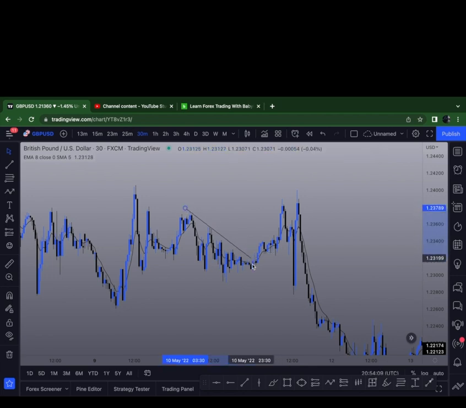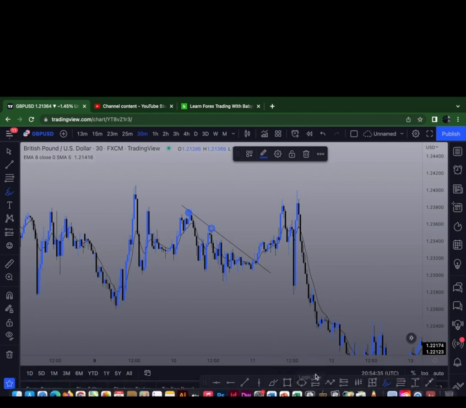Drawing it this way, you could see, yeah, the market had the first touch here, second touch here, then on the third touch, it didn't give any sell confirmation. That's why you see the market just broke the trend line and went up.